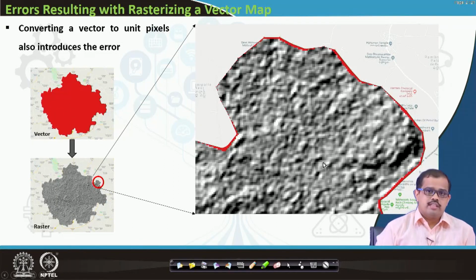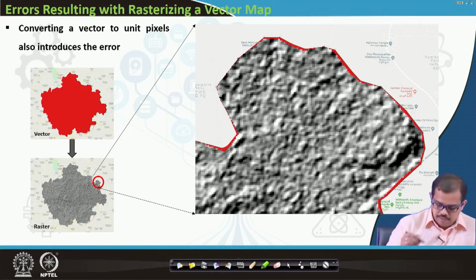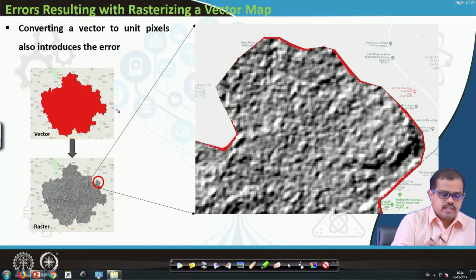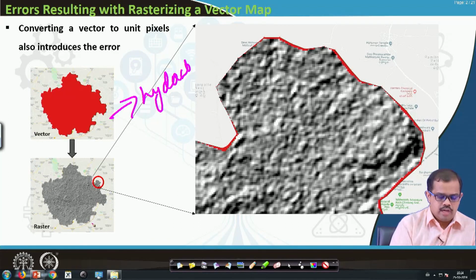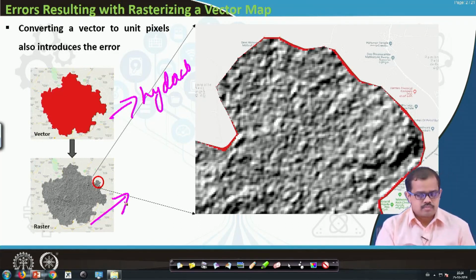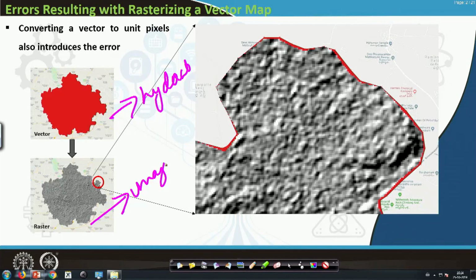Now I will give you another example. For example, I have considered here a map, this is a Hyderabad boundary. Now I have considered an image that is exactly cut to the Hyderabad boundary. Now this is a raster and this is a vector. What I have done is, I have taken this particular polygon, and based on the polygon, I have approximated it and converted it into a unit place into a vector.